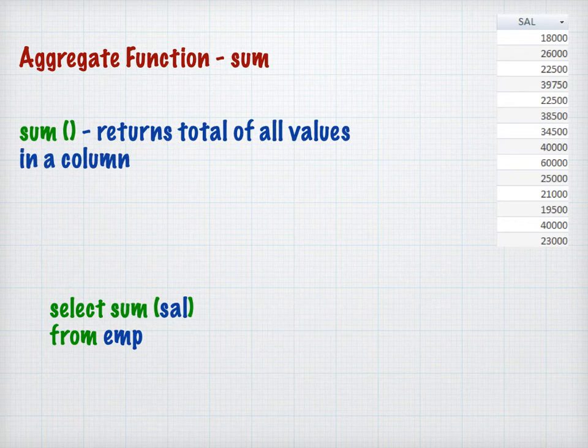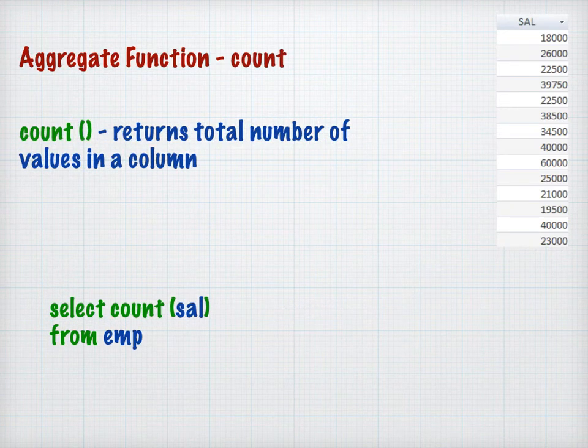Sum adds them all up, so it does that. Or we could count the number of records there are in a result set. So often we would use this with a where clause. Here, without a where, you can see what happens is it just returns the number of columns we have. So there are 14 columns in the default emp table when we're counting the number of salaries there are.